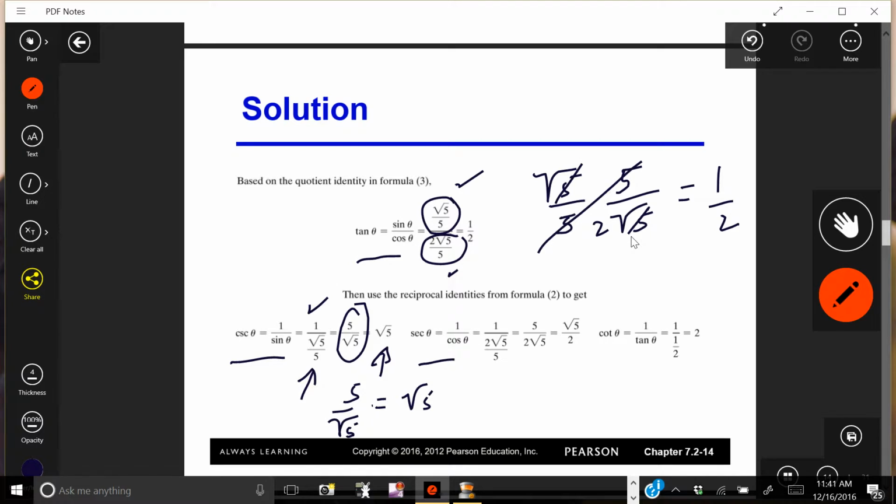Now the secant of theta is 1 over cosine theta, which is 1 over 2 square roots of 5 over 5. Flipping it over, we get 5 over 2 square roots of 5. And simplifying this, we get the square root of 5 over 2. Cotangent is 1 over the tangent of theta, which is 1 over 1/2, which is 2. So there we've calculated all the trig functions of the angle theta.